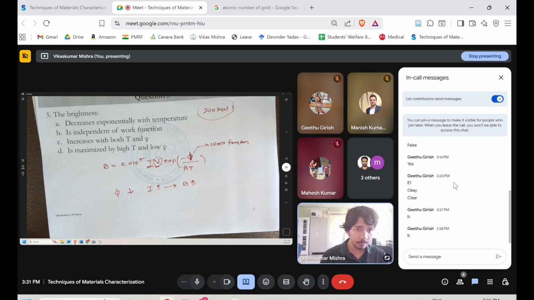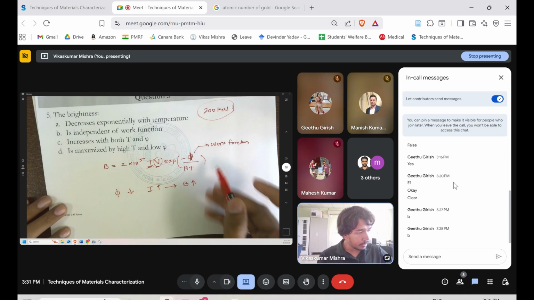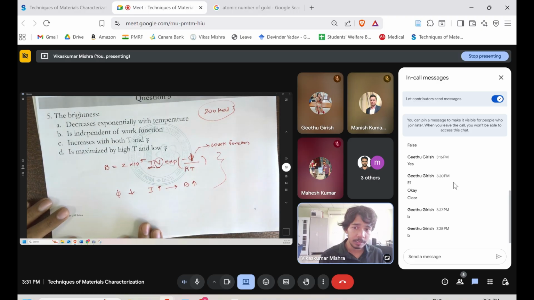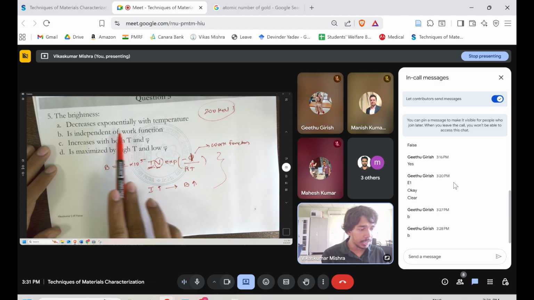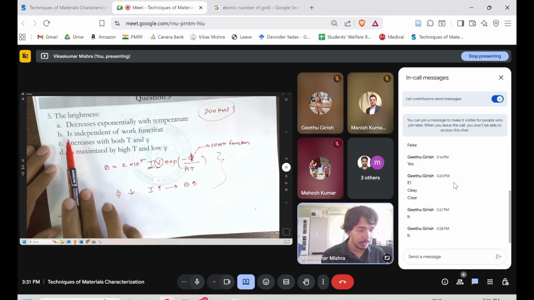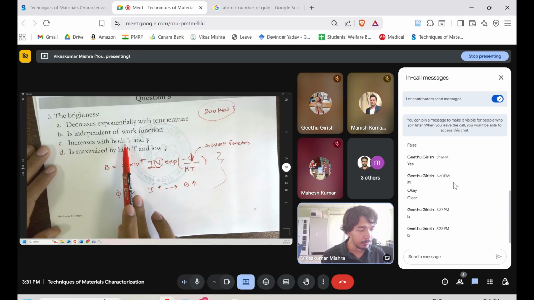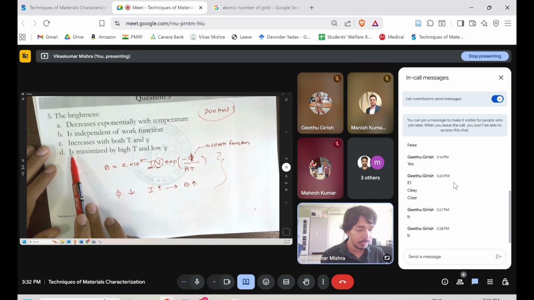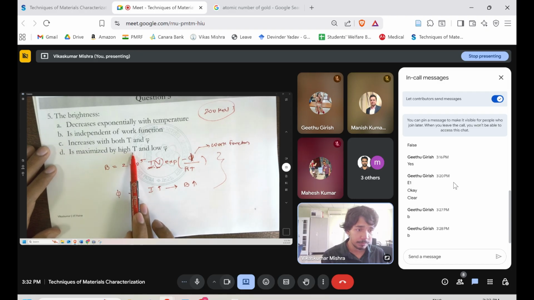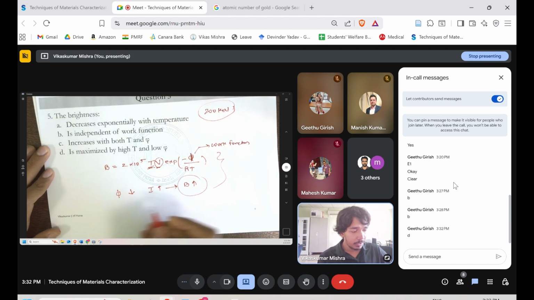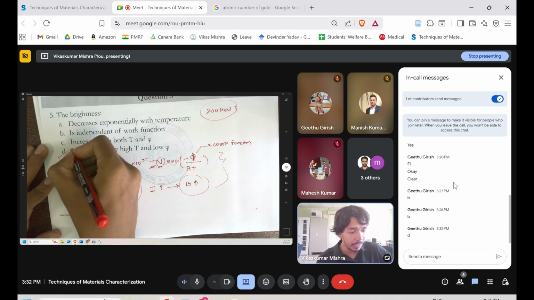The more the energy with which it is striking the specimen, the brightness again will be higher. Okay. So now, based on the discussion we have had on the brightness part, can we answer this question? The brightness decreases exponentially with temperature, is independent of the work function, increases with both temperature and the work function, or is maximized by high temperature and low phi. What do you think? For more brightness, we need less work function. Very good. The right answer is option D.